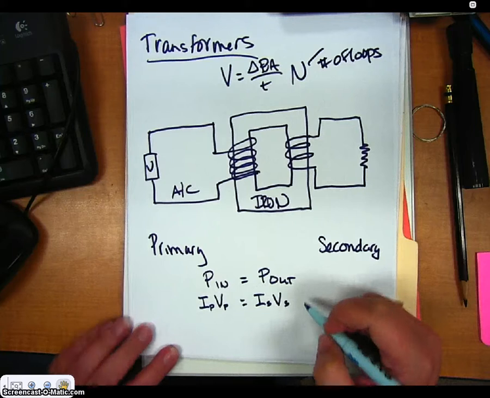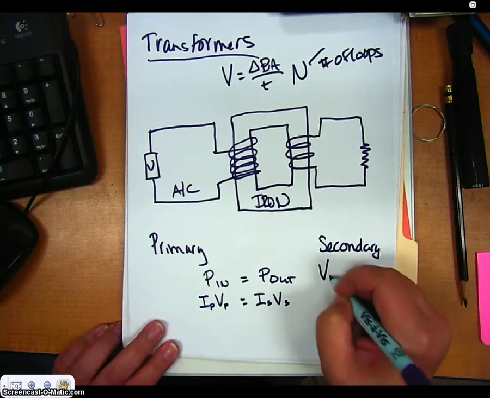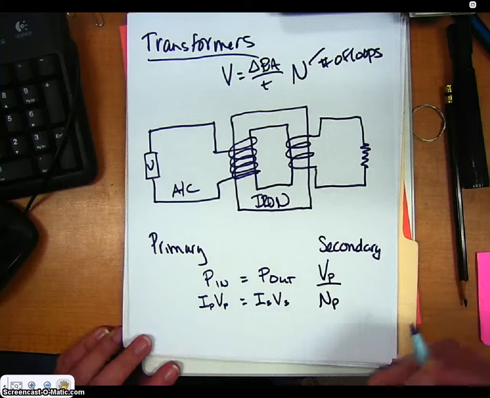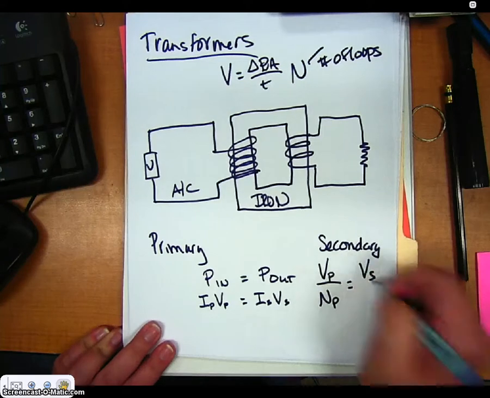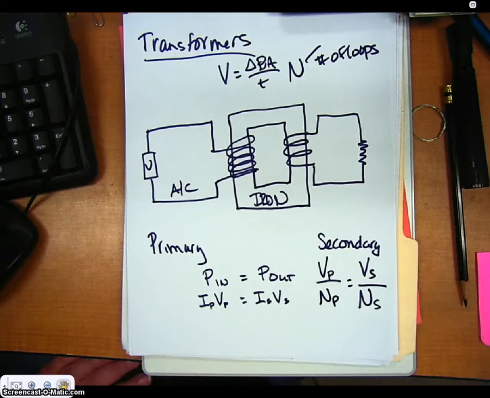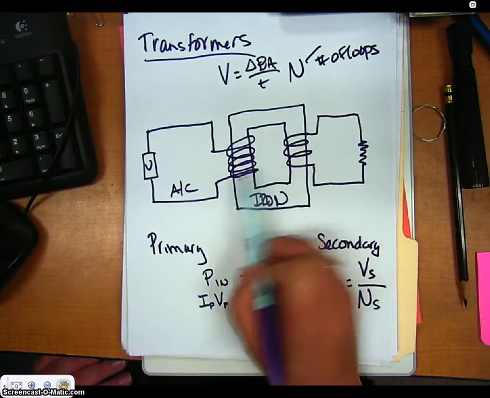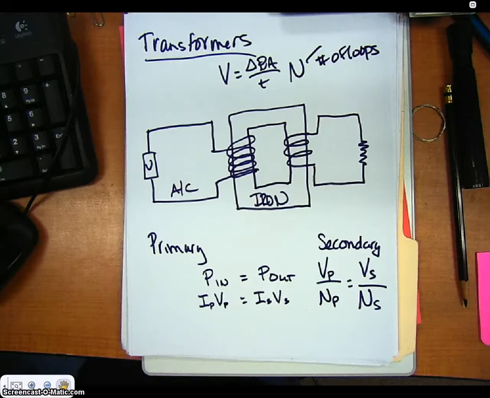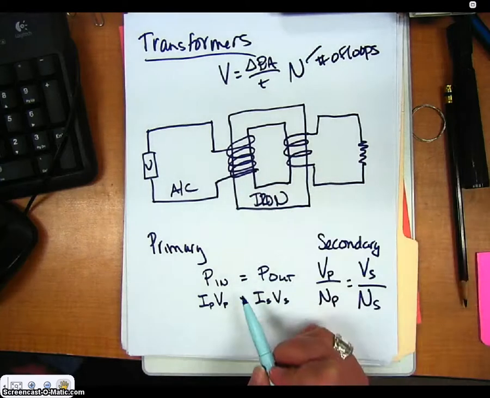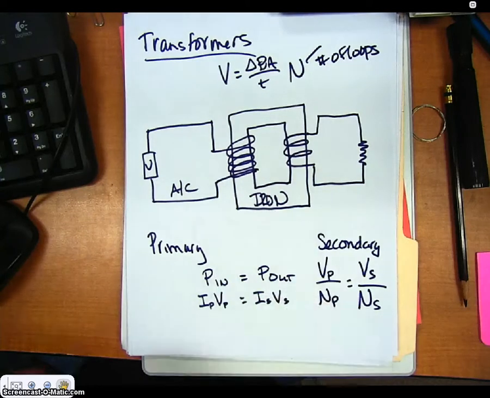So the ratio is that the volts of the primary is proportional to the number of loops in the primary, which is equal to the volts in the secondary, which is proportional to the number of loops in the secondary. So by changing the number of loops, we're effectively changing the amount of current that is going to be going through our secondary. So we have conserved power, but we have decreased current.